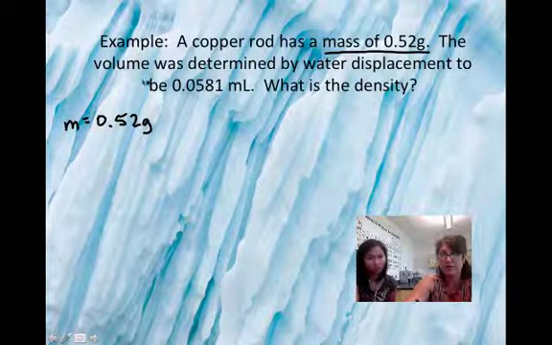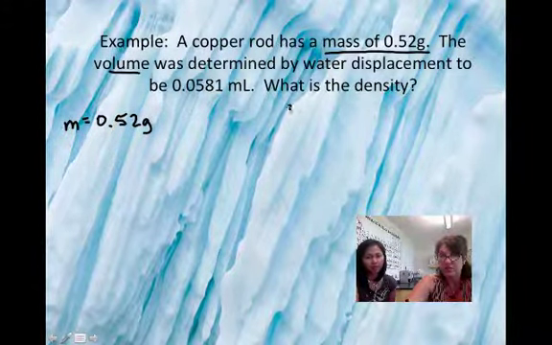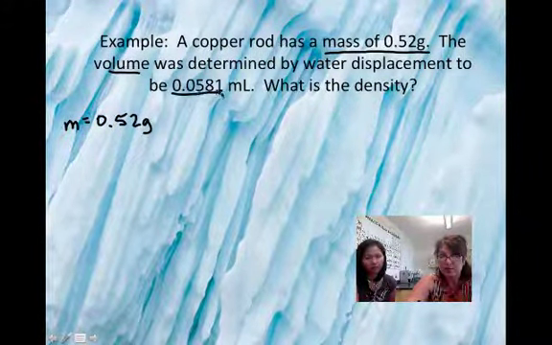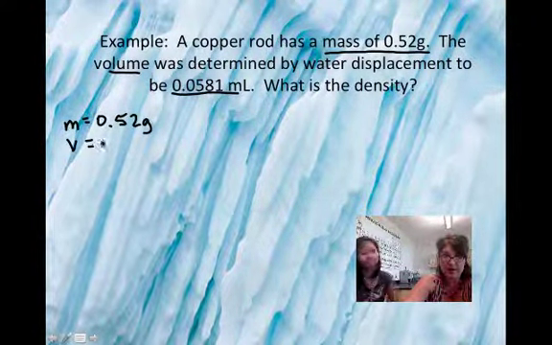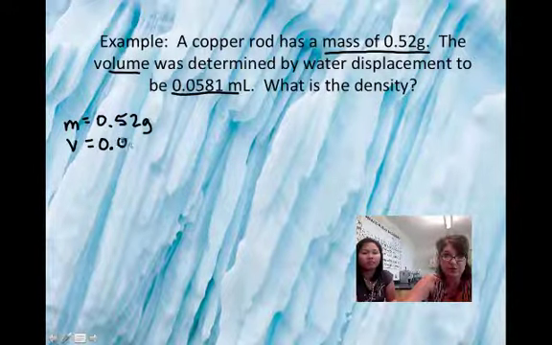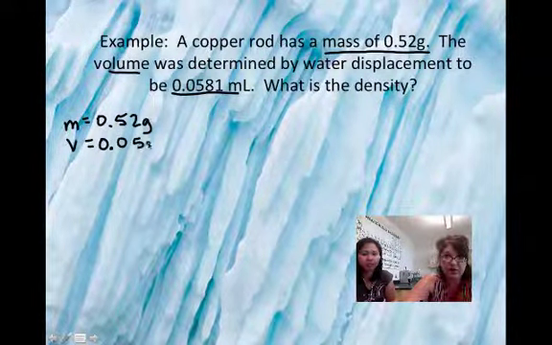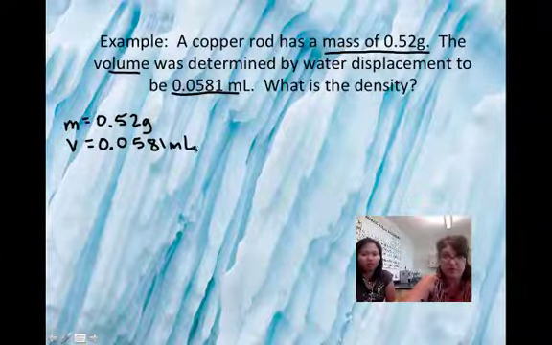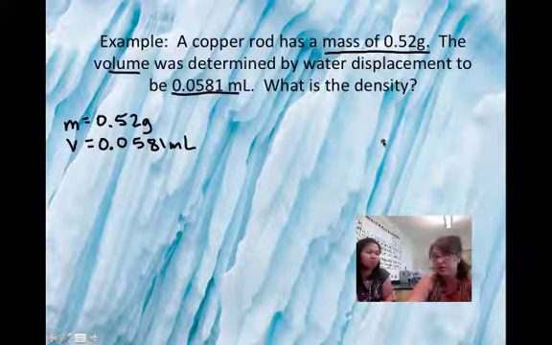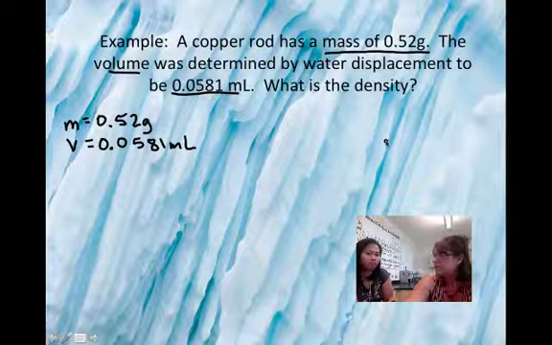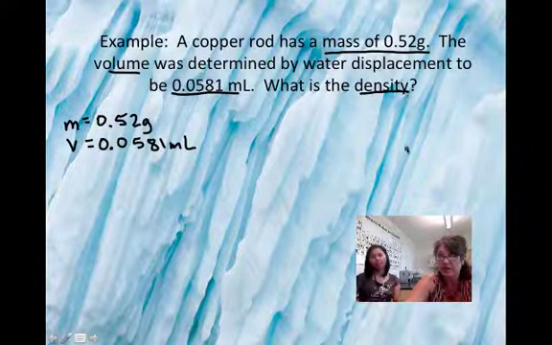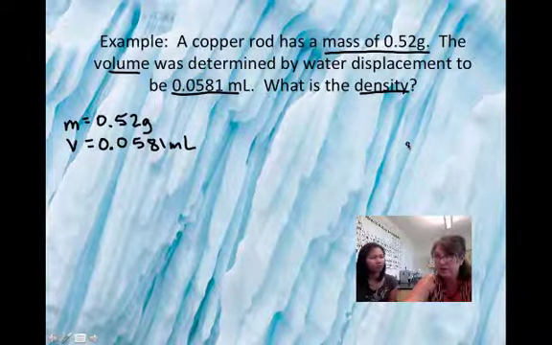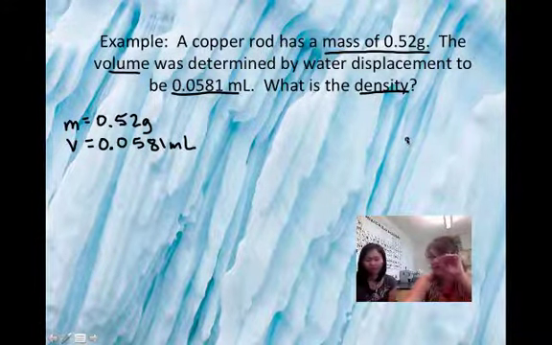Then it says the volume was determined by water displacement to be 0.0581 milliliters. And we talked about water displacement, how to measure the volume of an irregular object. So it's a very tiny copper rod. It looks like about the size of a straight pin. What is the density of this copper rod? Even though it's just a tiny piece, it should have the same density as any piece of copper.